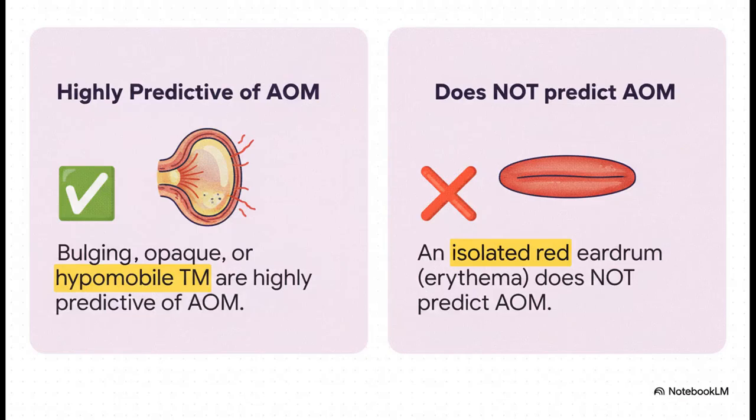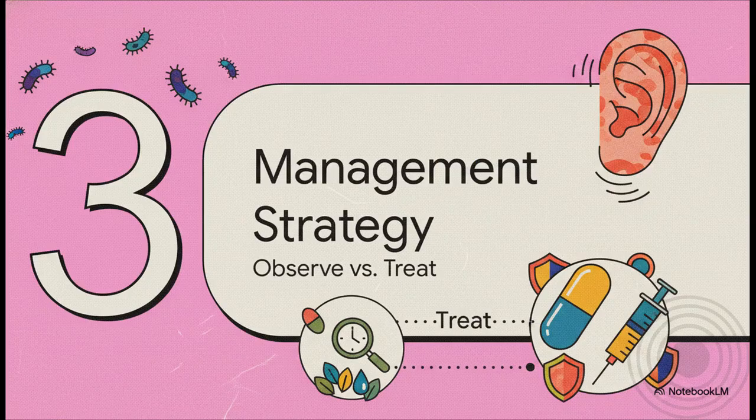So, here's a massive, high-yield takeaway for your exam. An isolated red eardrum, just erythema, does not predict AOM. A kid's eardrum can look red just from crying or from a simple cold. A definitive diagnosis requires objective proof of that middle ear effusion, like a bulging, opaque, or most reliably, a hypomobile tympanic membrane.